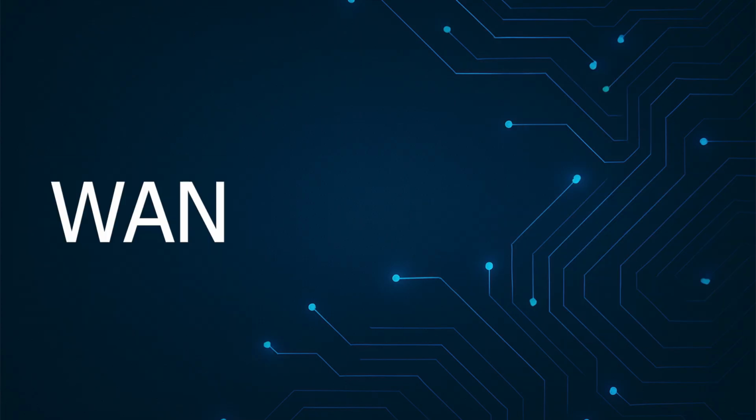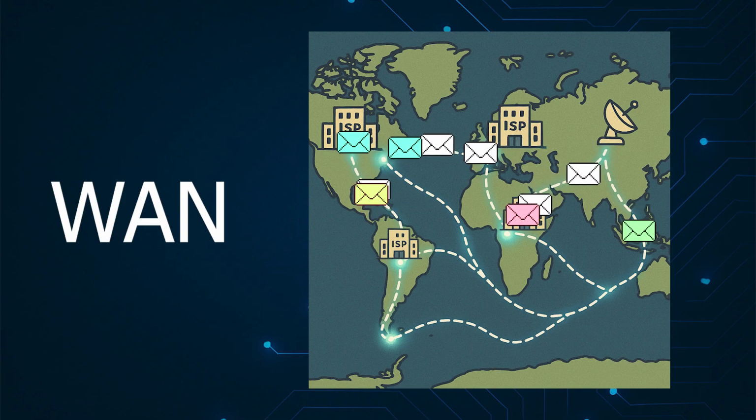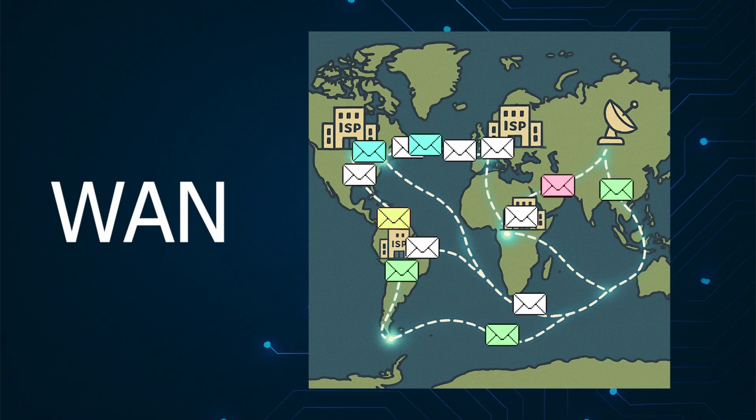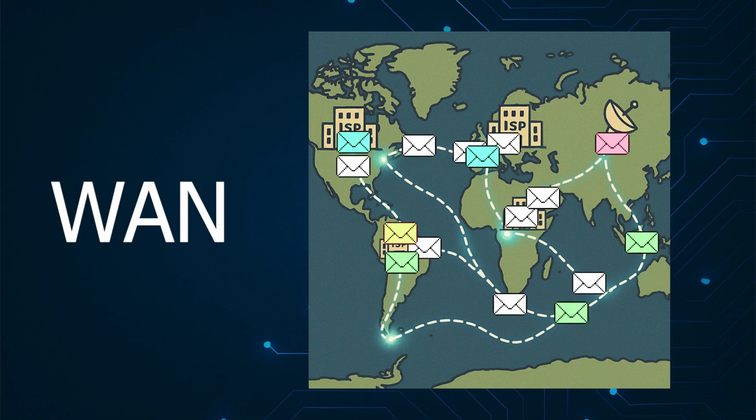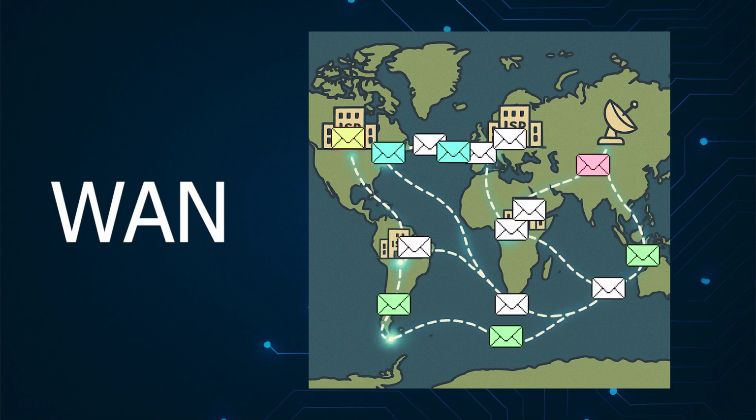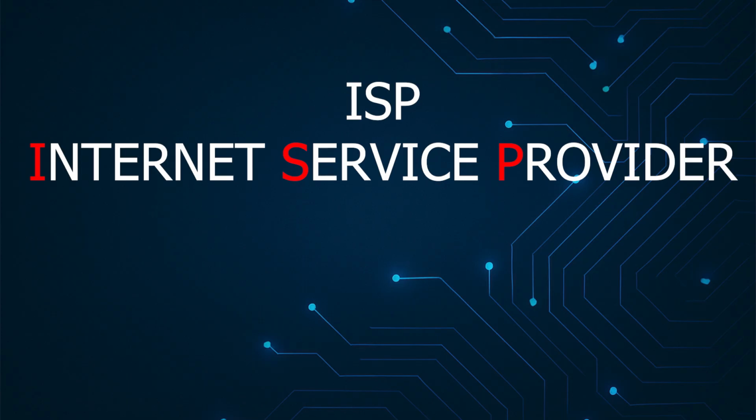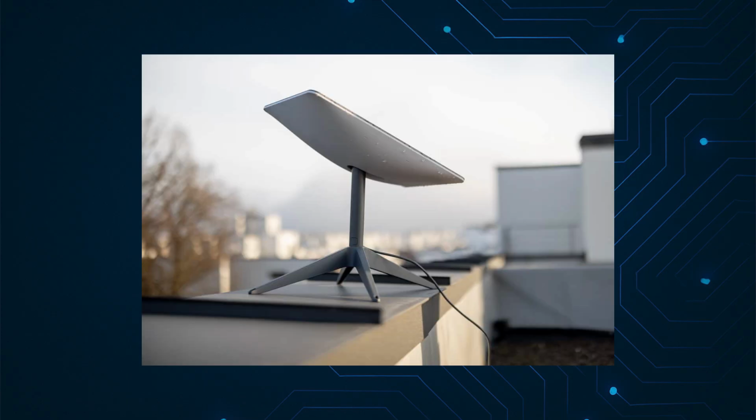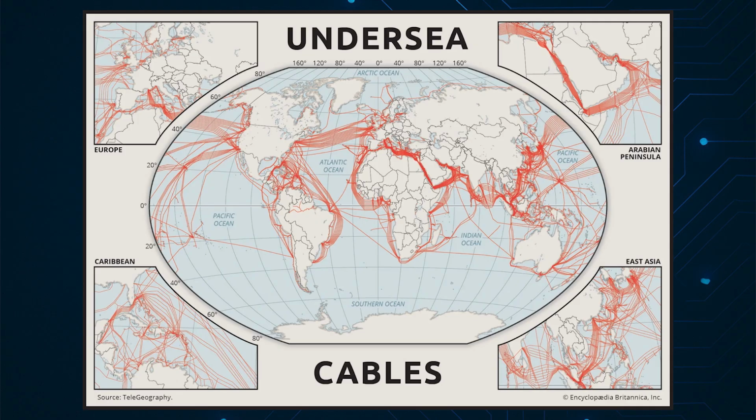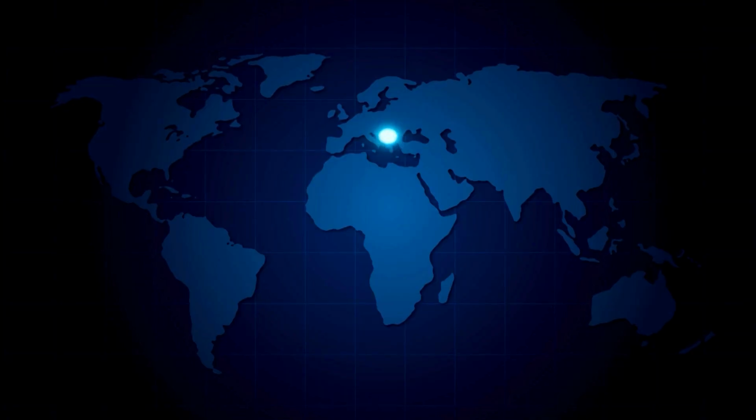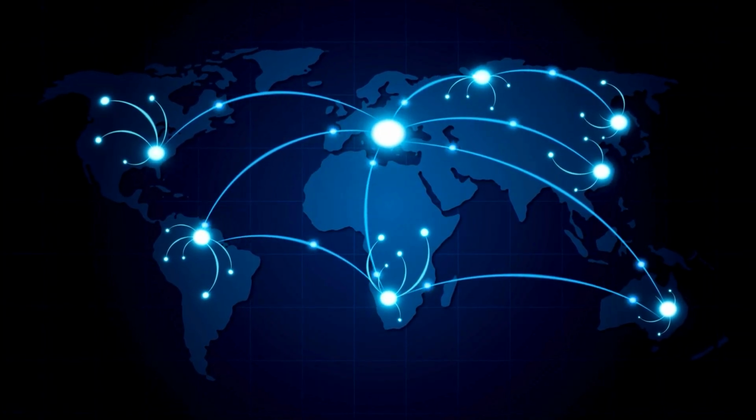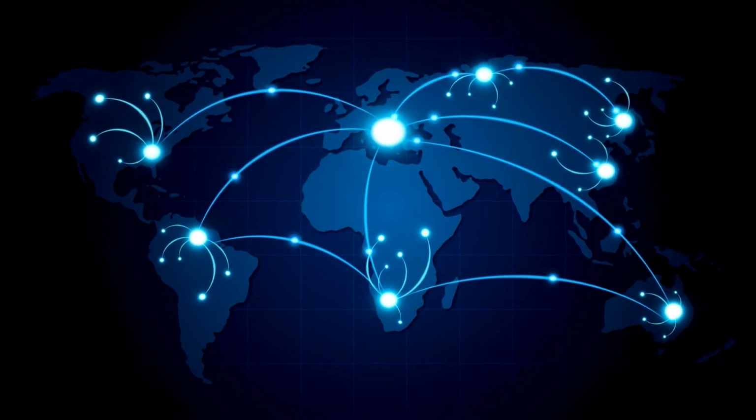WAN, or Wide Area Network. A WAN connects multiple LANs across long distances. This is what allows you to be able to talk to people across the planet, across the state, across the country. Usually owned and operated by ISPs, not by a single user. Uses leased lines, satellites, or even undersea fiber cables. Pros: it has an incredible reach. Cons: slower speeds and higher latency compared to LANs. This is due to the sheer distance that a WAN has to cover.